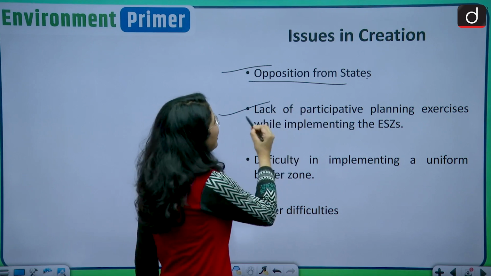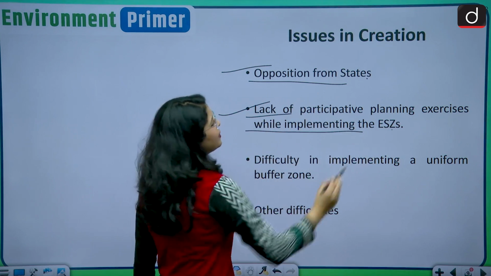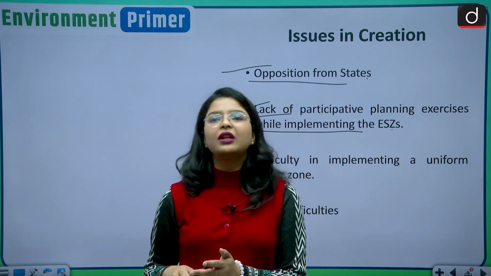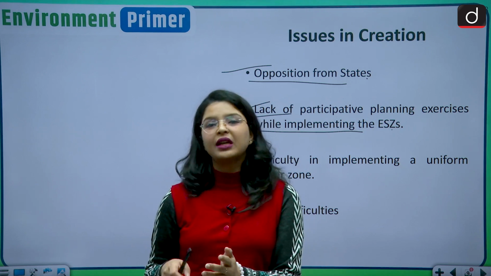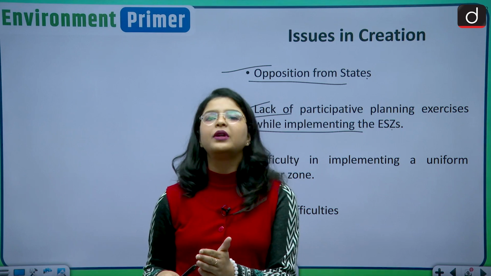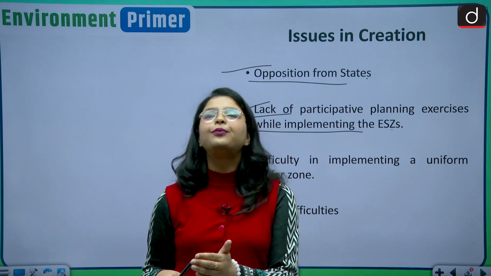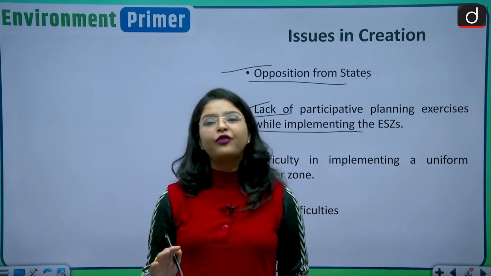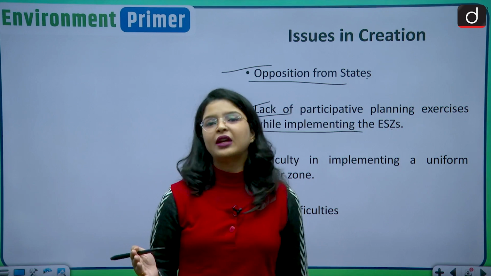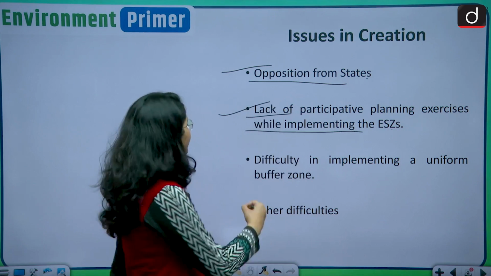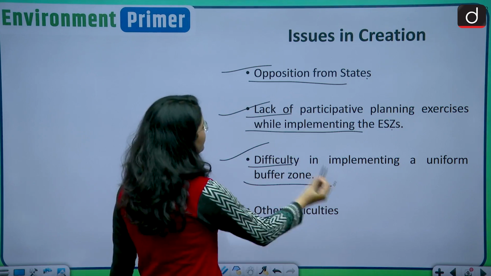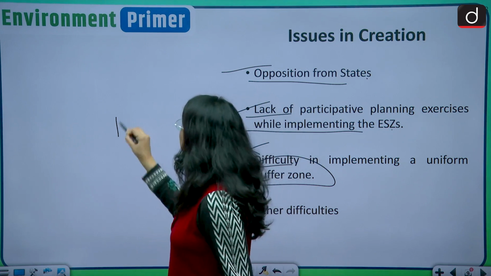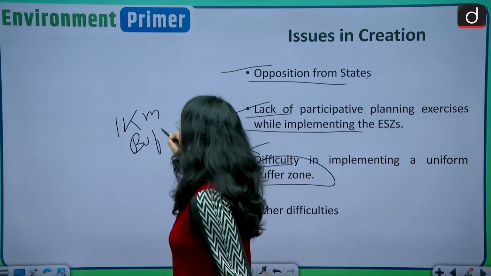Okay. Then there is lack of participative planning exercise while implementing the eco-sensitive zones. There is lack of awareness as well, because the people are not aware that they should save the biodiversity. The human-wildlife conflict should be reduced. So there is a lack of effective planning in demarcating the eco-sensitive zones. Sometimes what happens is they falsely demarcate the areas on the topographical maps. So this is also happening. Okay. Then difficulty in implementing a uniform buffer zone. So obviously there is going to be a difficulty in implementing this 1 kilometer buffer zone for all areas.